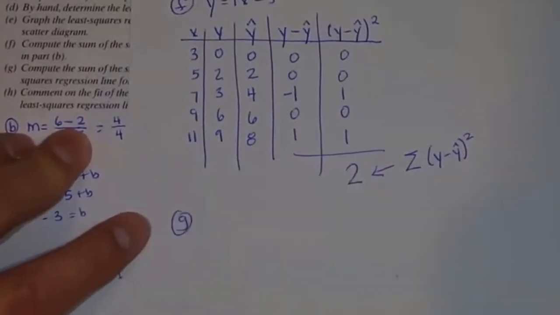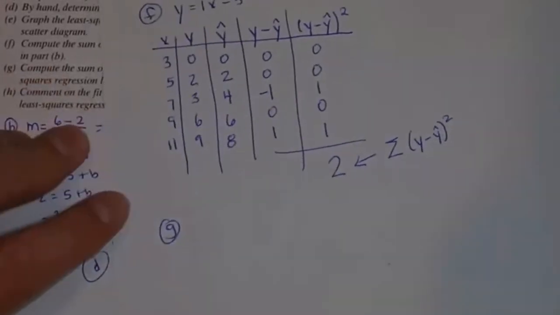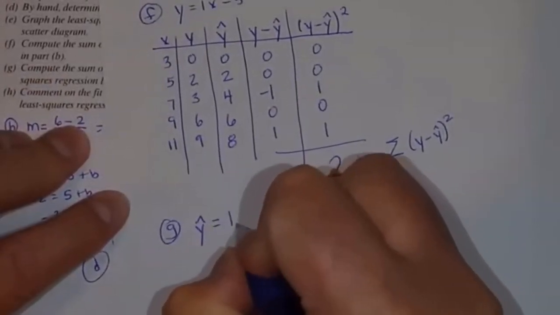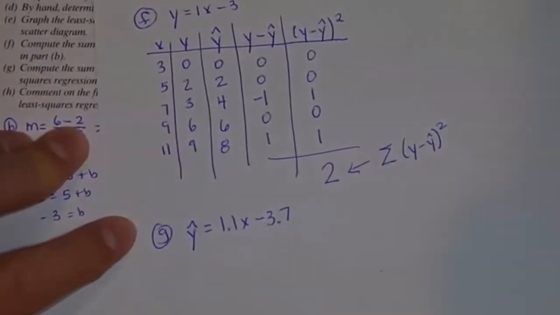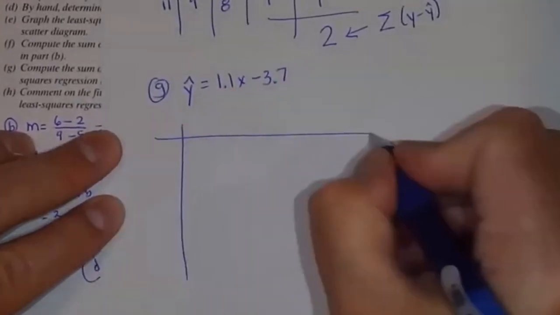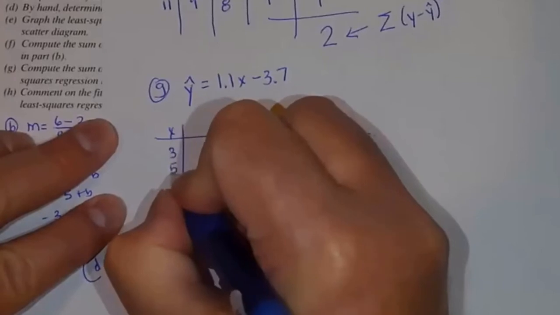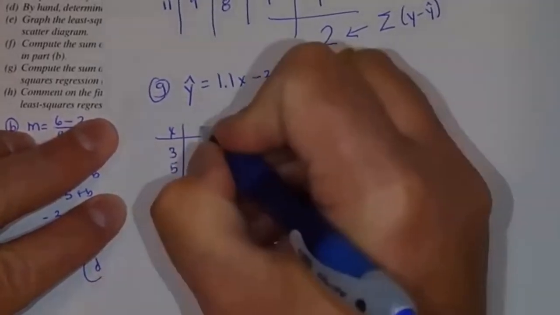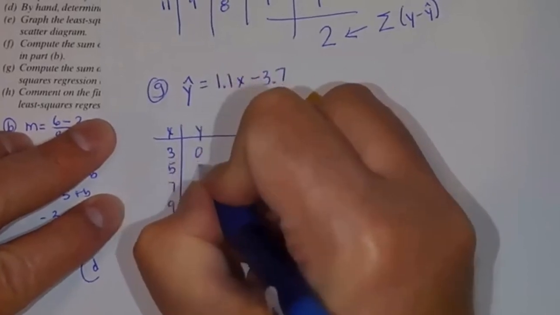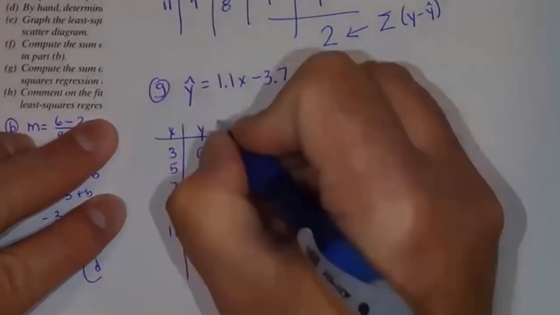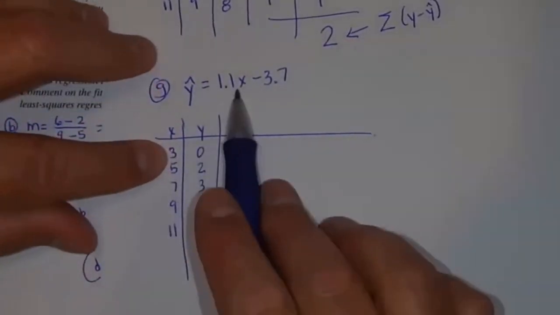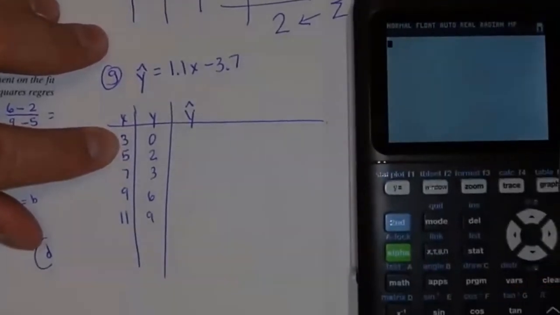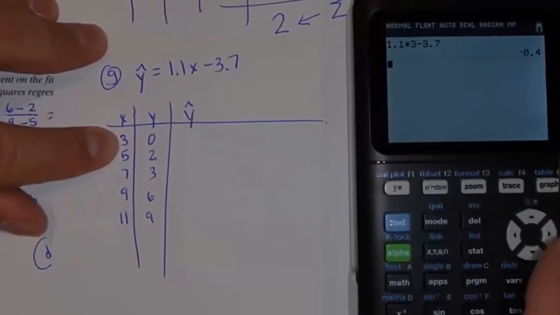Now I'm going to do the same thing for the regression equation. And so our regression equation was y hat equals 1.1 times x minus 3.7. I'm just going to begin by rewriting my x's and y's. I'm going to find y hat. So if I substitute 3 in this equation, I'm going to get 1.1 times 3, which would be 3.3 incidentally, minus 3.7, that is negative 0.4.